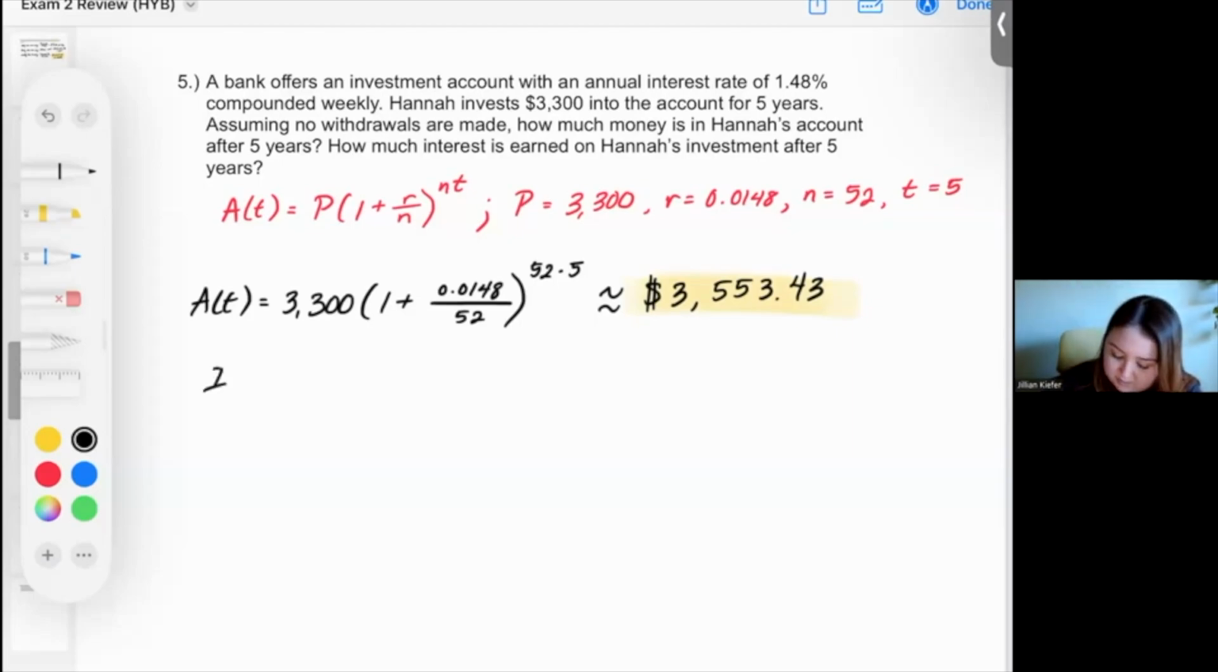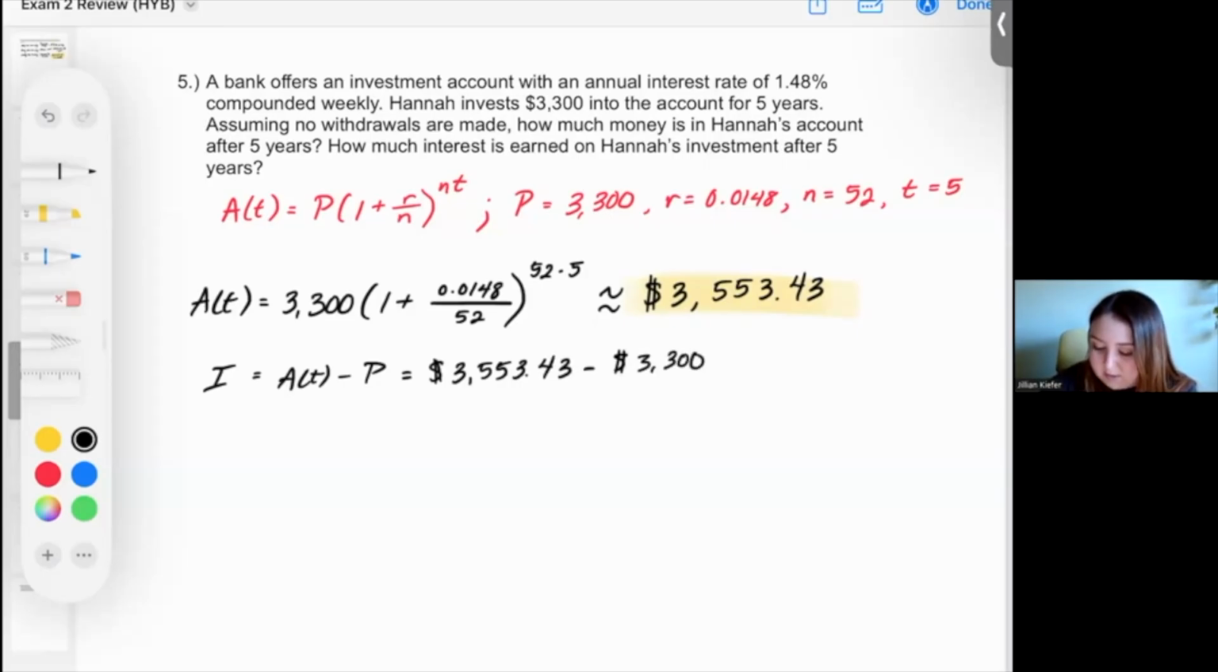We know that interest would be equal to our A of t value minus the principal. So our A of t value that we had was $3,553.43 minus our principal, which is $3,300. So subtracting those values, we should end up getting $253.43. So over 5 years, Hannah earned $253.43. Not really a whole lot.